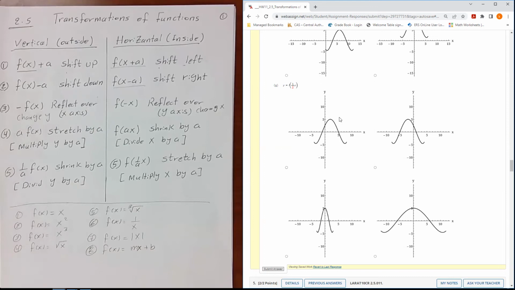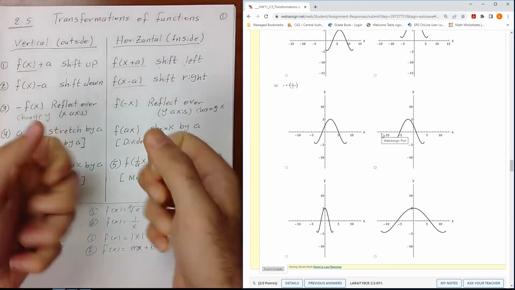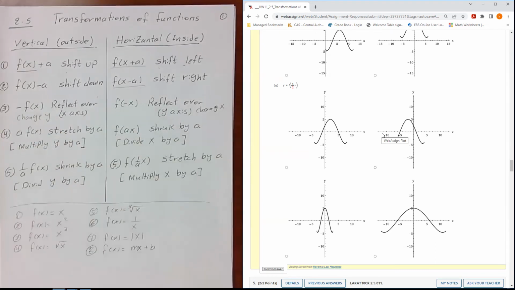Which one is it going to be? That means you hold the graph from both sides and stretch horizontally, so the graph is going to be wider. So I can't choose this one, and I'm not going to choose this one. This is the only graph that is wider, because you hold the graph from both sides and stretch horizontally. So it's going to be this one.